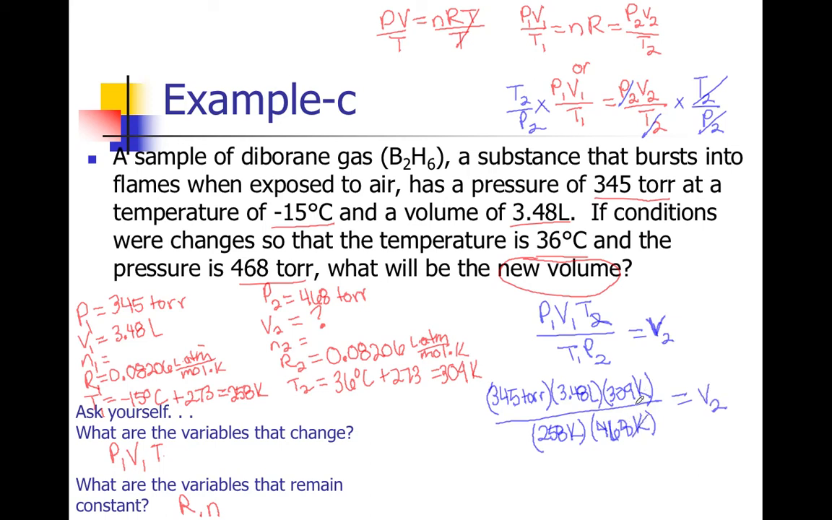We can cancel out our Kelvin. I wrote the wrong unit, but we can still cancel out our Kelvin. And we can also cancel out the torr. So we're left with liters. So 345 times 3.48 times 309 Kelvin divided by, in parentheses, 258 times 468, and close your parentheses. Your volume should be equal to 3.07 liters for that second volume.